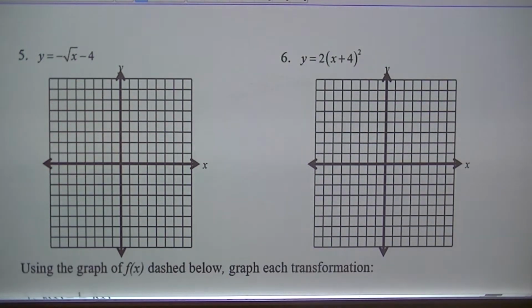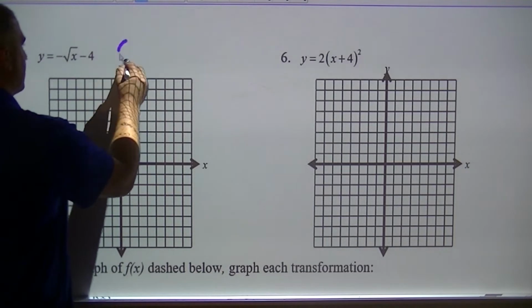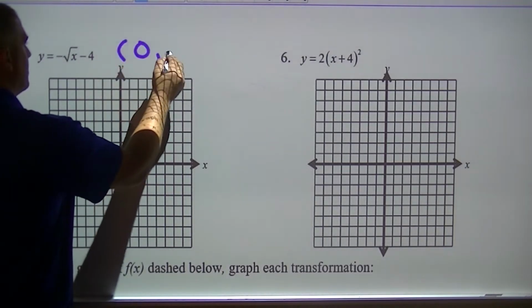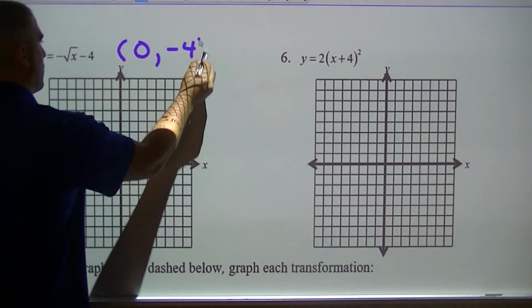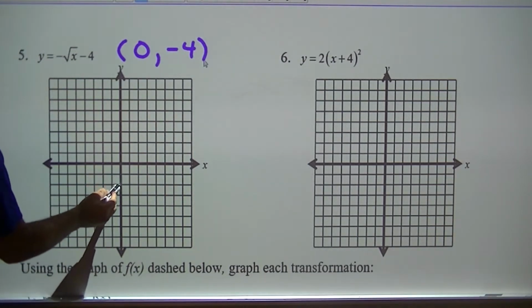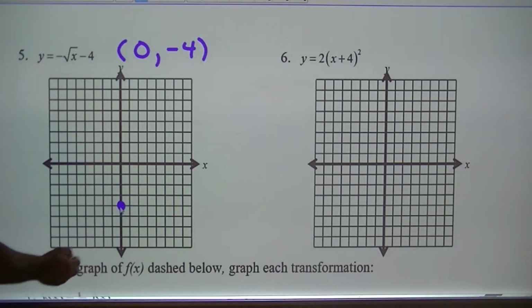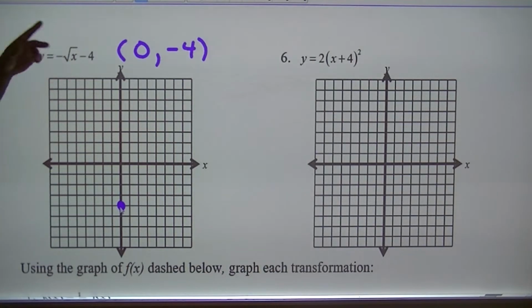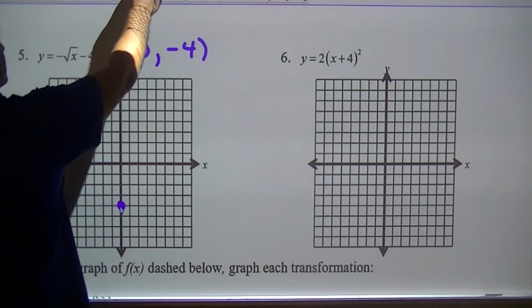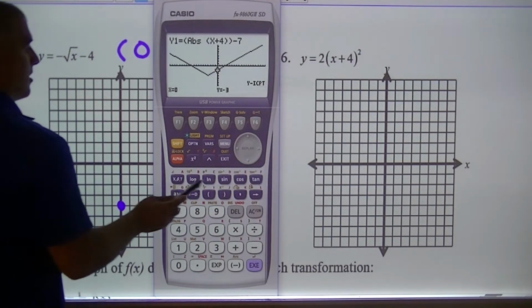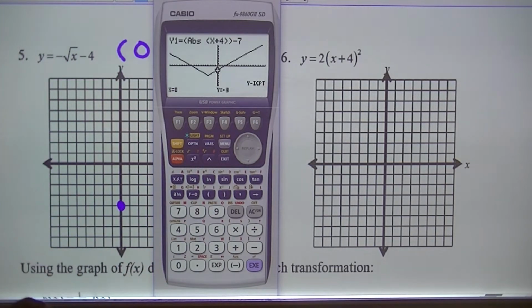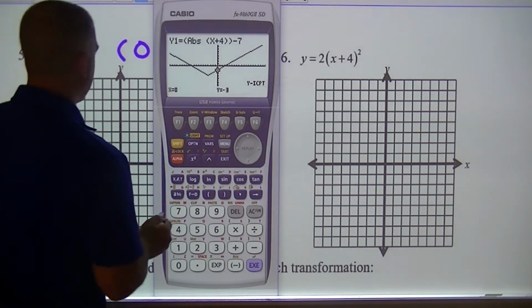Okay, question number 5. My anchor point, I got nothing on the inside, that's going to be 0. On the outside will be negative 4. So 1, 2, 3, 4. I want to have an idea of what it looks like. Now what this negative is going to do is flip the graph. It's called a reflection. And we'll go back and write the transformation things in a second. I forgot to do that.